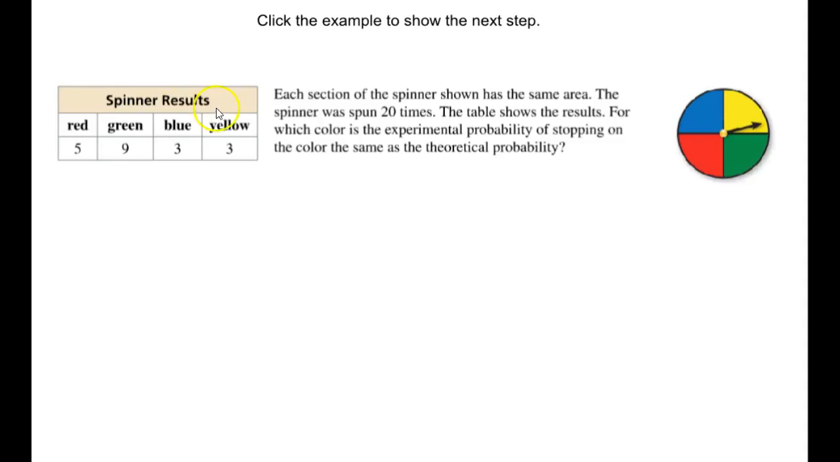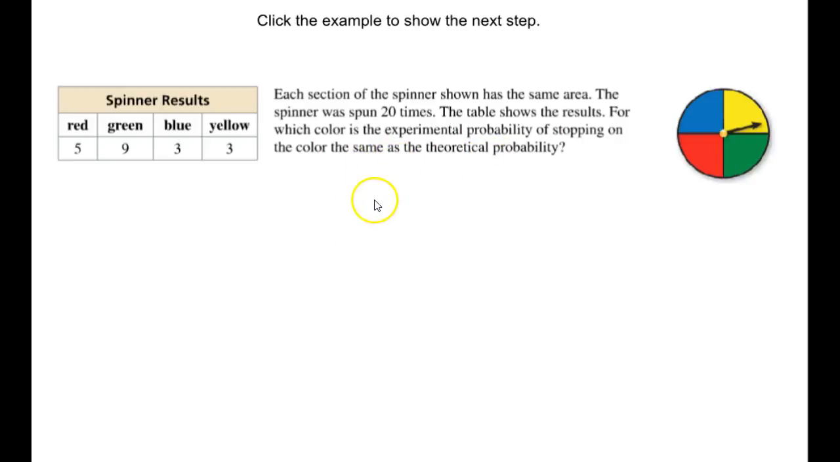So let's look at this. We're looking at a spinner, and each section of the spinner shown has the same area. The spinner was spun 20 times, so I actually did this experiment, and I know we're looking at experimental probability. The table shows the results. For which color is the experimental probability of stopping on the color the same as the theoretical probability?